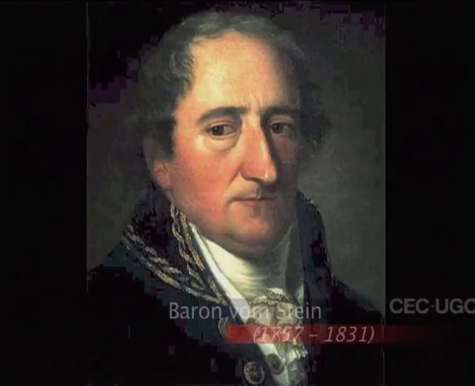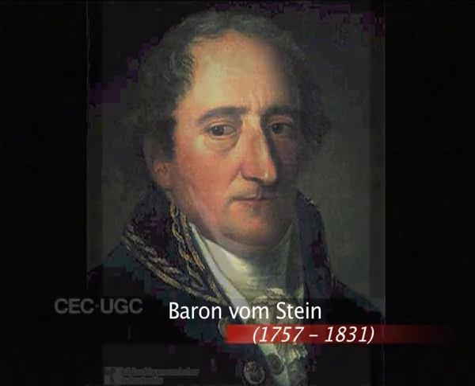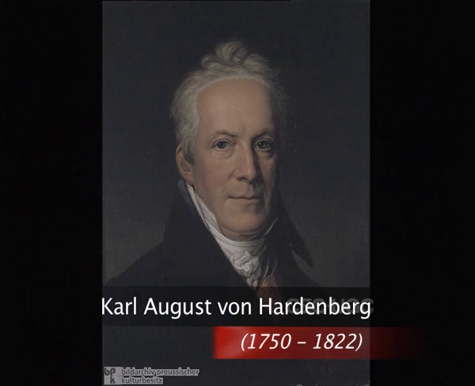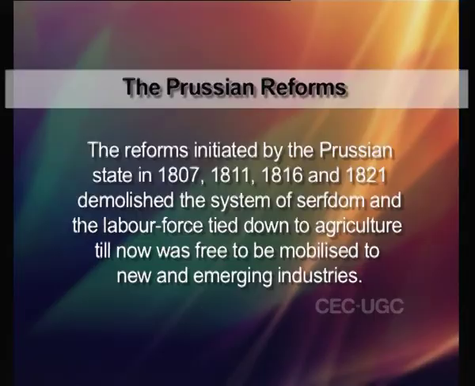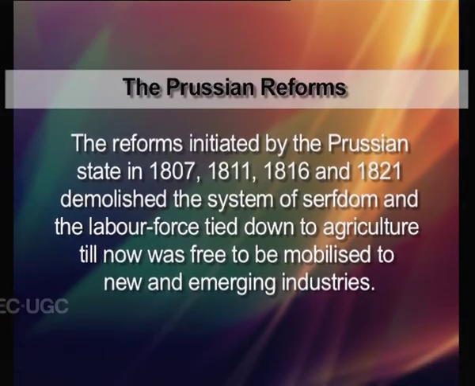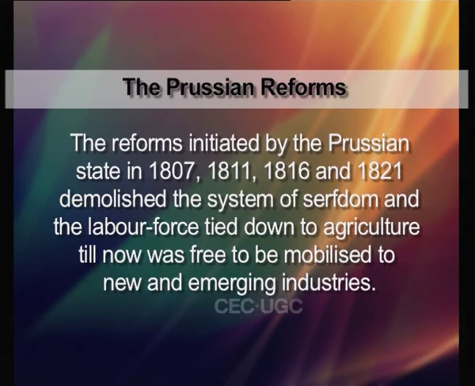Under the initiative of rulers like Stein, Hardenberg, and Humboldt, the Prussian state passed around 4 major legislations between 1807 and 1822. In course of these legislations, by means of these laws, whatever remained of the bonds of servitude, the system of serfdom, were demolished. Mobility of labor was made possible. So people who were previously tied to the land of their landlords were allowed to move out as far as possible in order to provide labor to the new industrial ventures that were beginning to emerge.